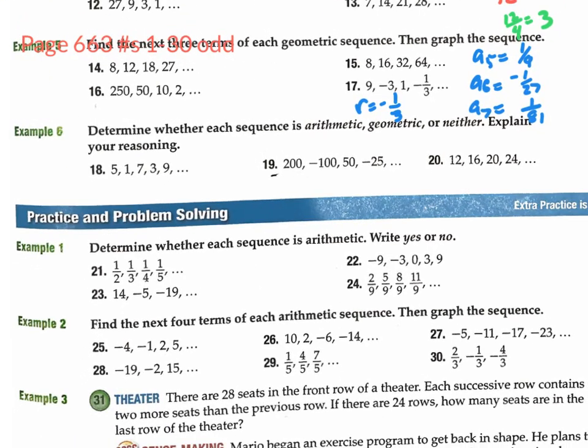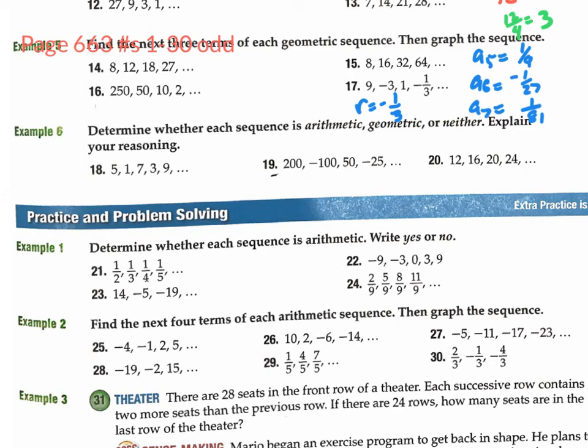And then right here we have determine whether each sequence is arithmetic, geometric, or neither. All you have to do is number 19, since we're doing the odd ones. I'm not going to do that one for you since it's the only one that you have to do. If I went 7 over 1, that'll be 7. If I go 1 over 5, that's not 7. So it's definitely not geometric where there's a common ratio.